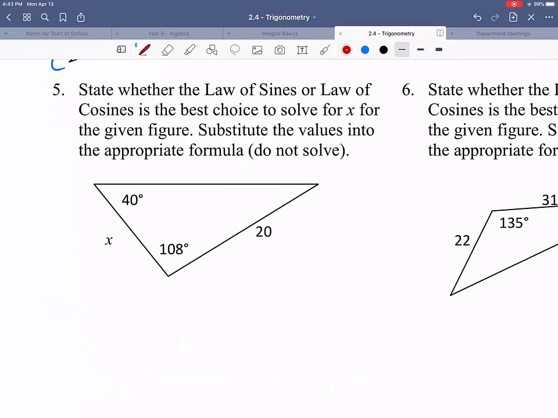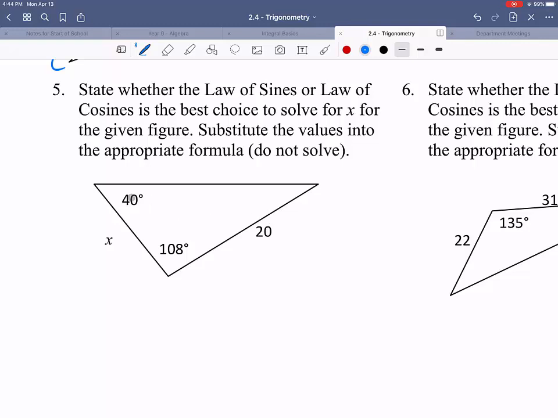Number 5. This is a little trickier. Do I have an angle? I have 2 of them. Usually if you have 2 of them, you can use the law of sines. Let's check and see. Here is 108. Do I know its opposite side? Nope. Here is 40. Do I know its opposite side? Yep, it's 20.